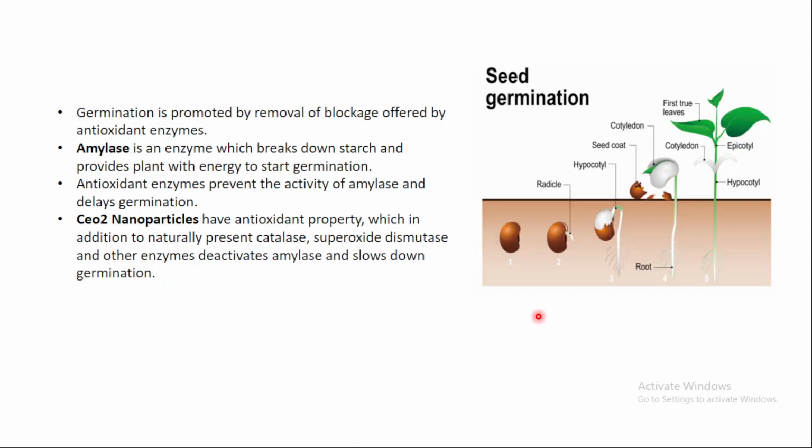So this is a schematic showing the process of germination. The seed is planted and then there is emergence of radicle, hypocotyl, seed coat falls off, the radicle forms the root, while the plumule will form the shoot. There are cotyledons generating. This is the hypocotyl, epicotyl, and first true leaves. So this is the process of seed germination.